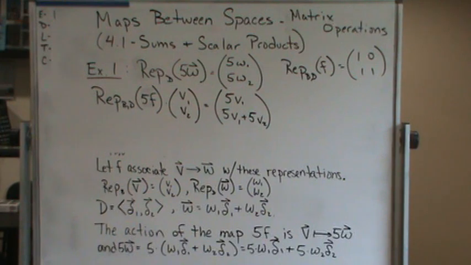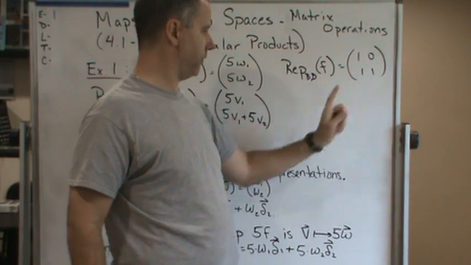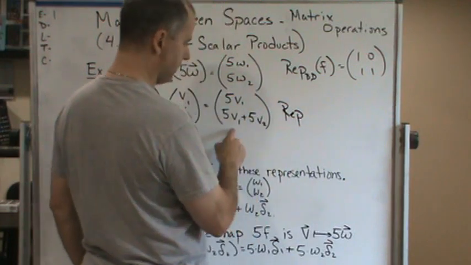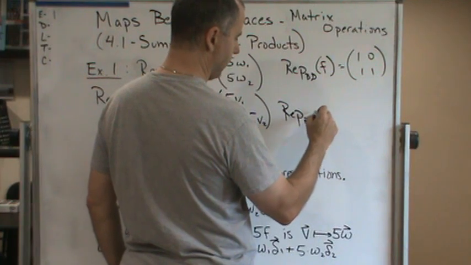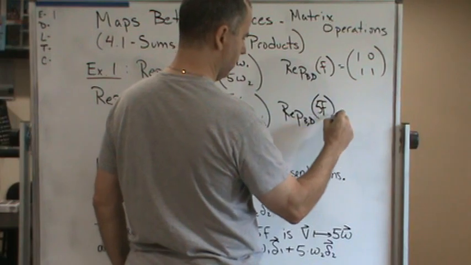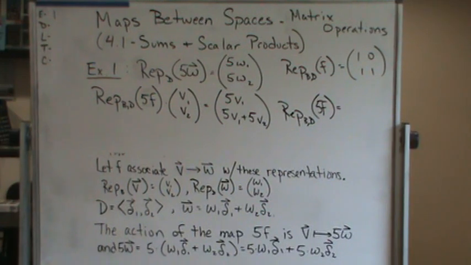And then what does that give us? Well, here's our f, so from this our representation matrix with respect to B and D of 5f is equal to what?